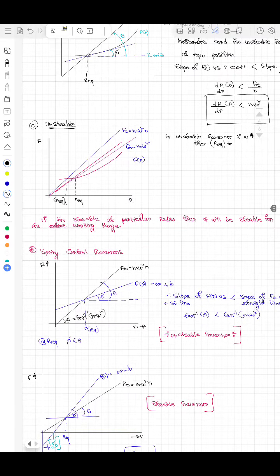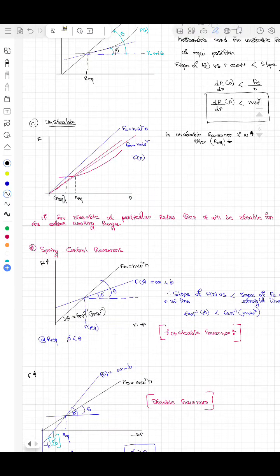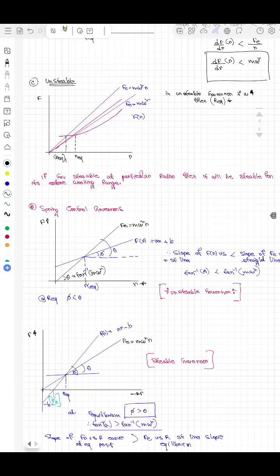Now one more unstable governor you can see. The governor equilibrium equation for a particular radius is F_r equal to m omega squared r, and this is the spring control governor, because the controlling force is a straight line. F_c equal to a r plus b is also a straight line. Here the slope of F_r is less and the slope of the straight line is larger, so tan inverse a equal to tan inverse of a in omega squared. It is the unstable governor because the slope of F_r is less.